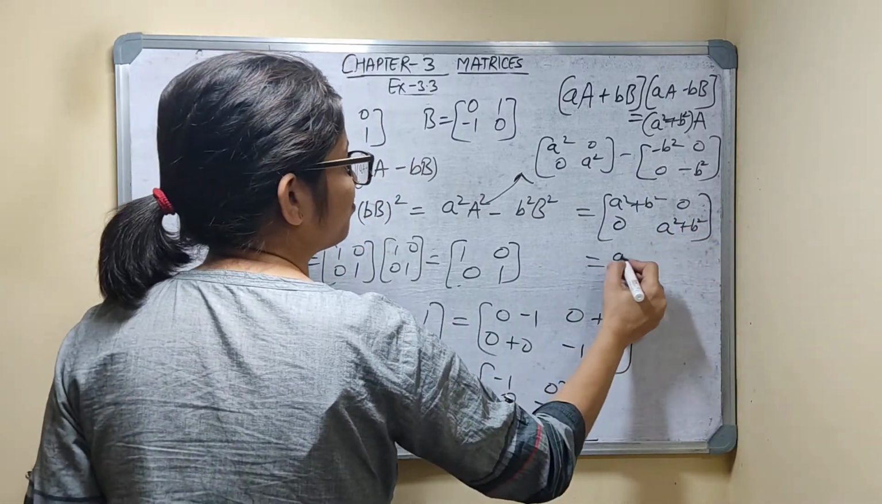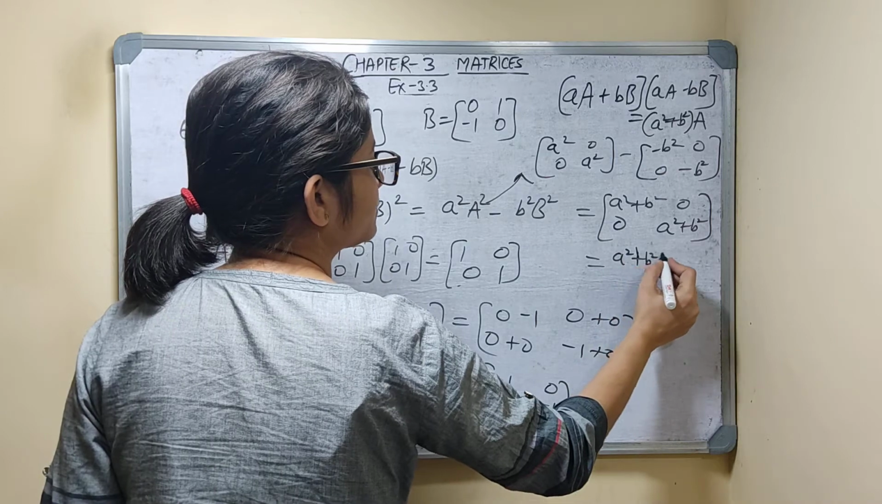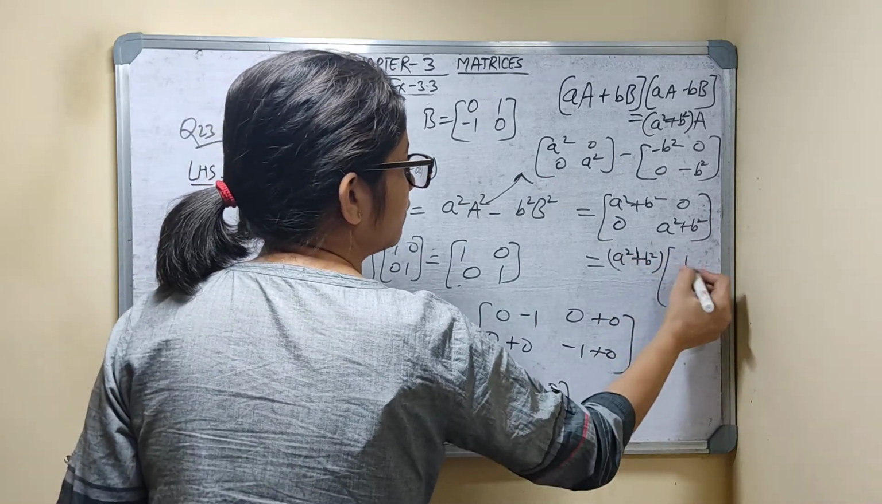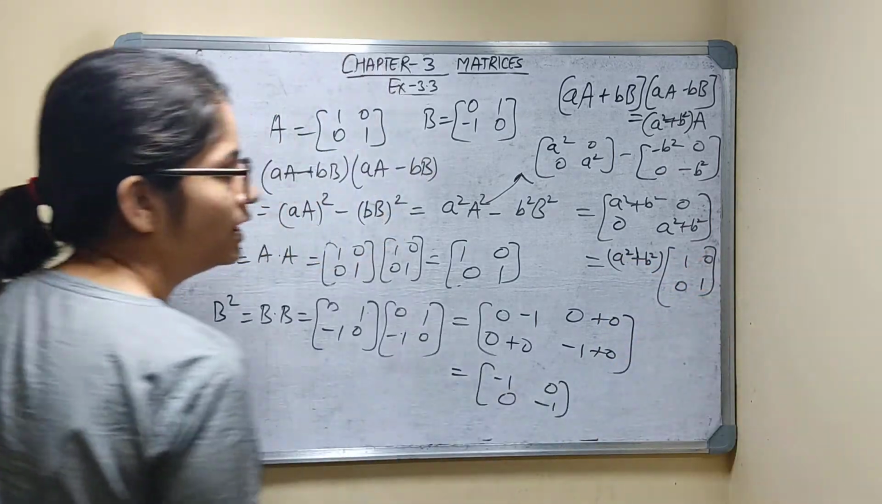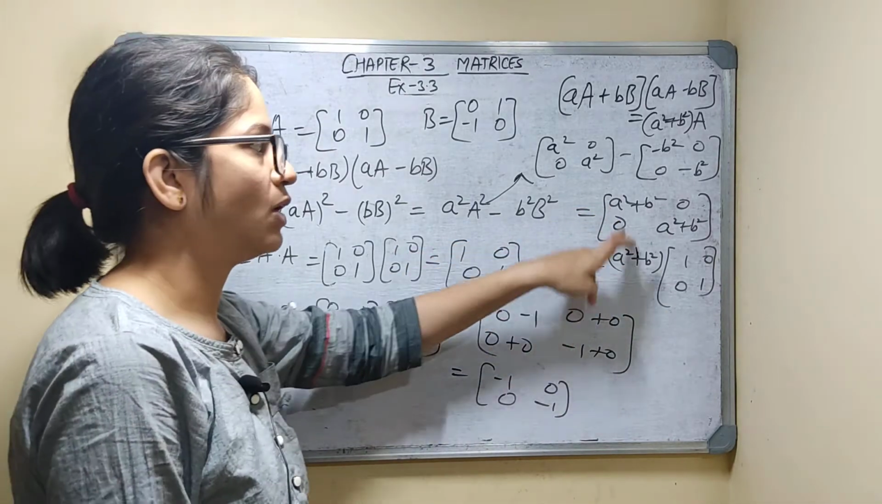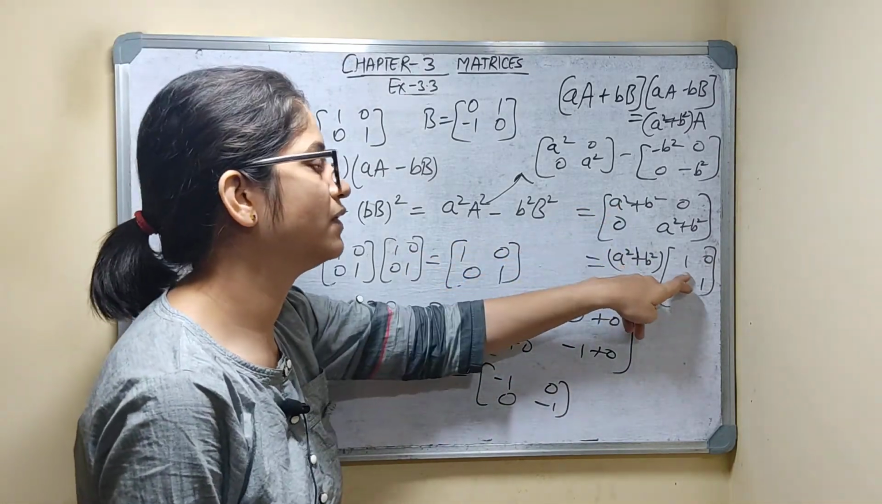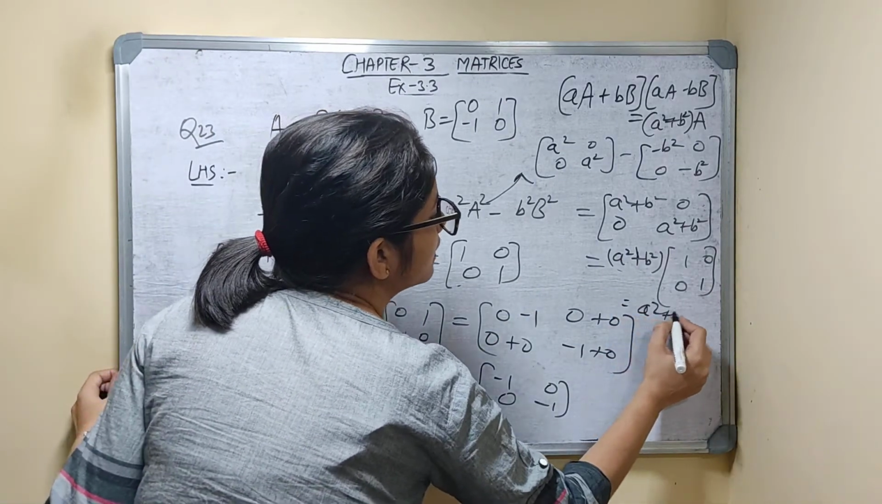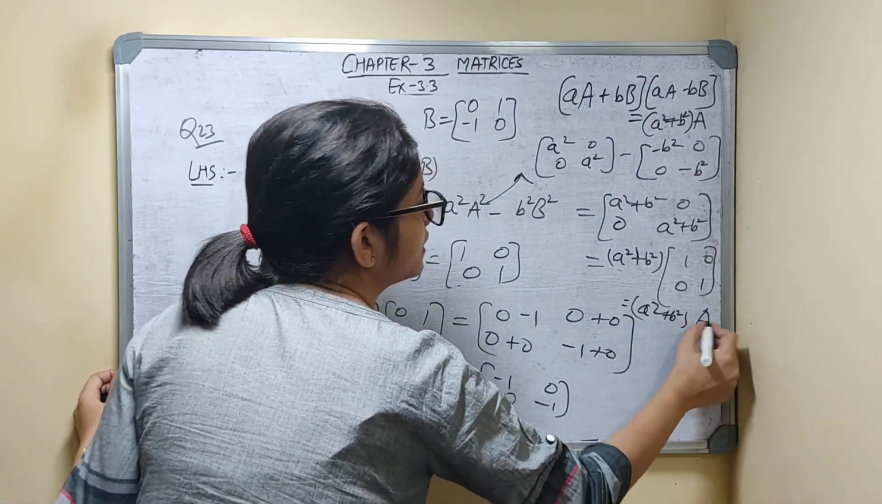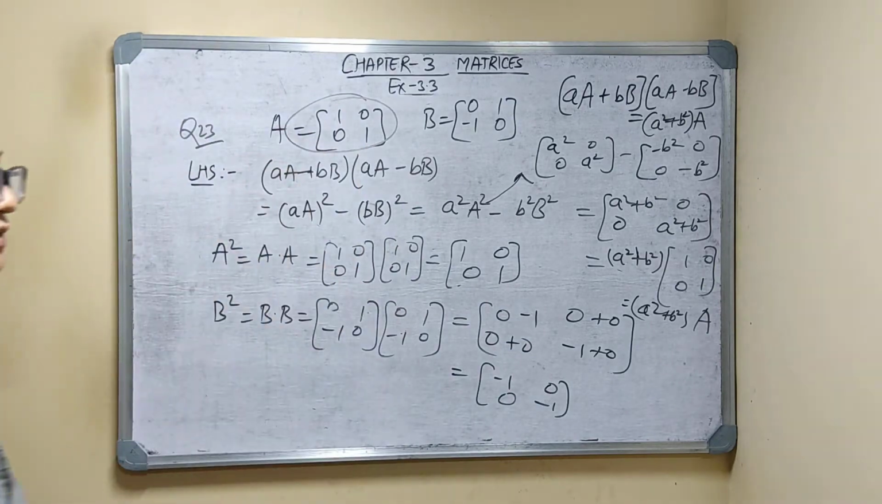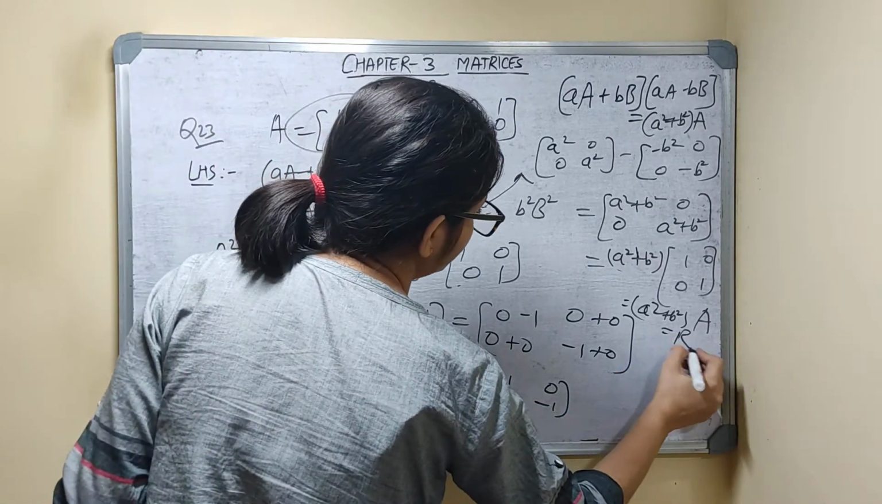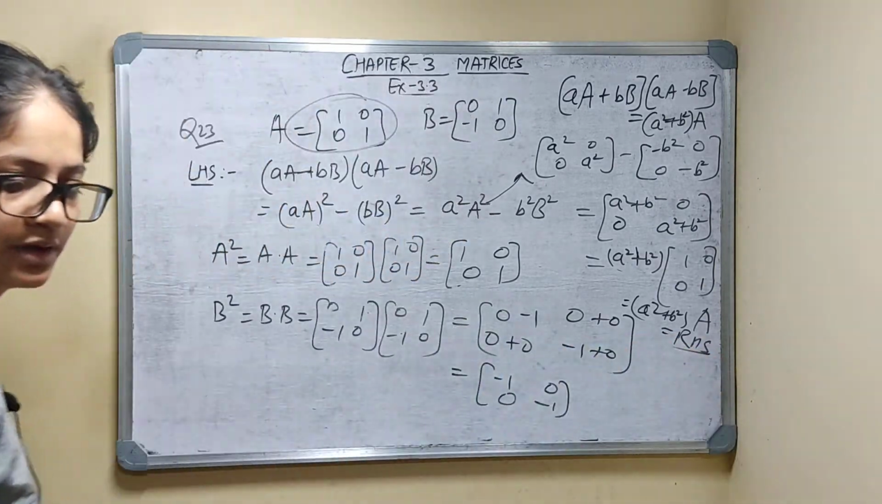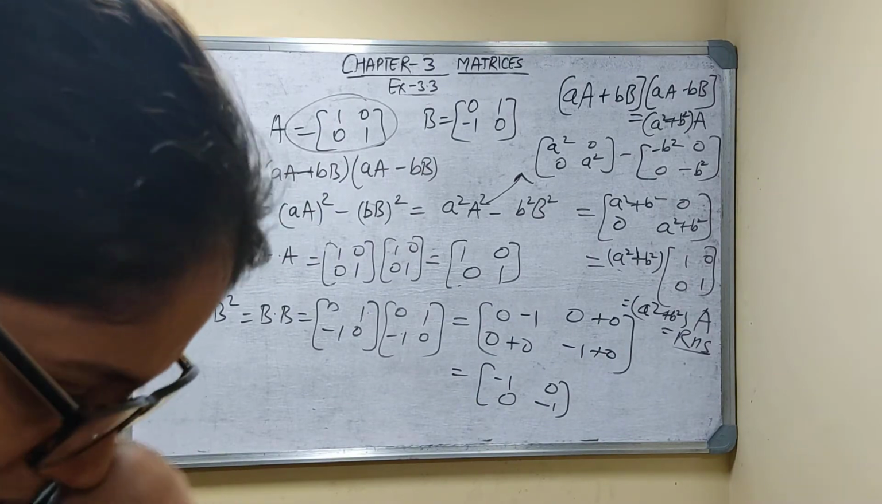So a square plus b square is common, and this is [1 0; 0 1]. If I take a square plus b square common, here it is 1 0, and multiplying with 0 it will be 0 only. So (a² + b²) into 1. This is the same matrix as A. So it is equal to RHS. Hence proved. Like this you have to solve. Question number 23 is over.